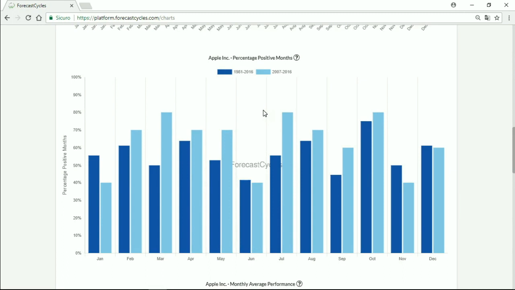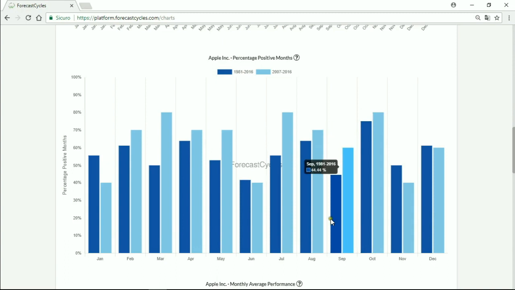The percentage of positive months chart shows how many times a financial symbol rose in a month, from the starting price to the last price of the month. For example, from 1981 to 2016, the darker blue histograms, Apple rose 75% in October, so 27 times out of 36. And from 2007 to 2016, it rose in October 80% of the times.